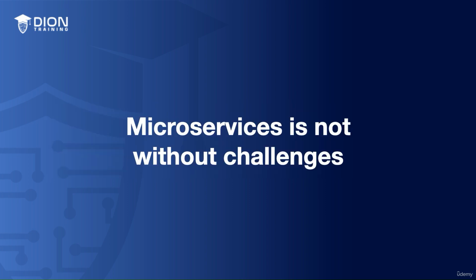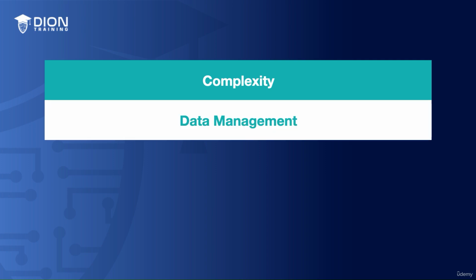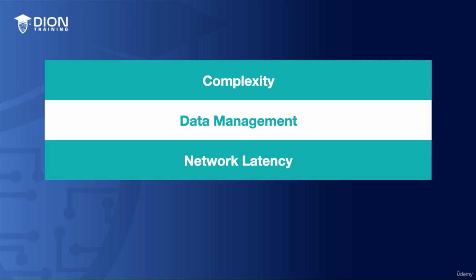Despite the numerous benefits, implementing microservices is not without its challenges. Some of these challenges are complexity, data management, network latency, and security. For complexity, managing multiple services can be complex. This includes handling inter-service communication, data consistency, and distributed system testing. Second, data management. Each microservice can have its own database, which can lead to difficulties in maintaining data consistency across services. Third is network latency. Increased inter-service communication can lead to network latency and slower response times.